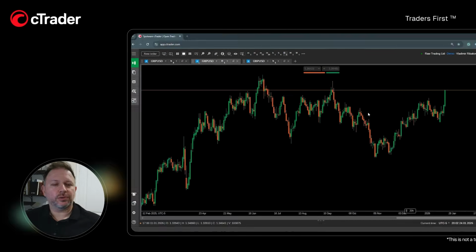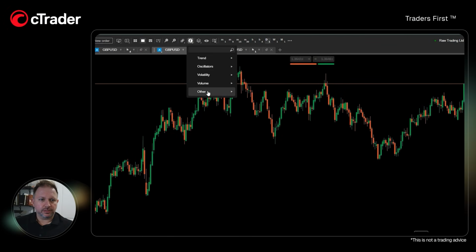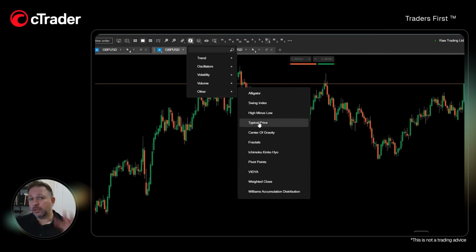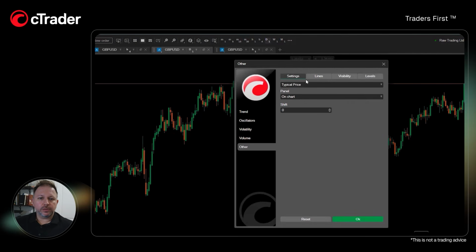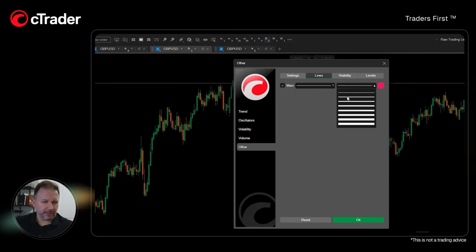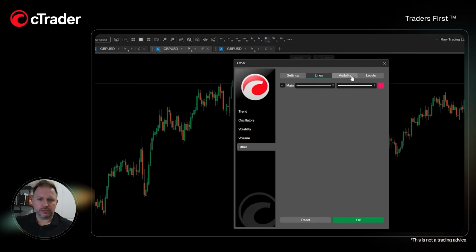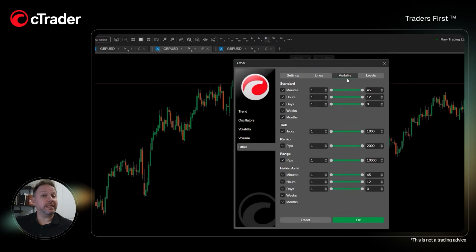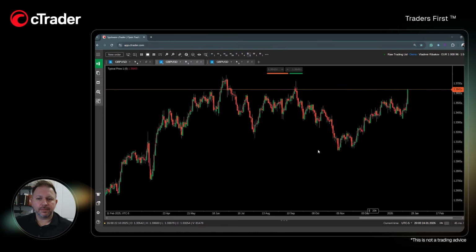Okay? So first of all, where is this indicator? So you go to the indicator section, other, the number 4 from the top, typical price. Now you can choose here all the settings as you prefer them. I like to make my line a little bit thicker, but you can choose it as you would like. You can also play with the visibility, what time frames, chart types you will see it, and add levels if you would like. So this is how it actually looks like.